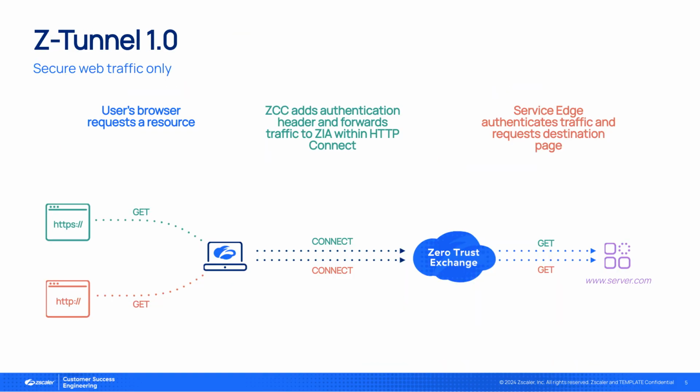With Z-tunnel 1, when a user connects to the web, ZCC adds authentication headers and forwards the traffic as an HTTP CONNECT request. The service edge chosen for this will be based on the app profile logic configured, generally the closest in-country service edge, but this can also be configured to route traffic to a specific service edge if needed. The service edge will then authenticate the user based on information provided by ZCC, handle the connection request, and apply policies configured for that user.